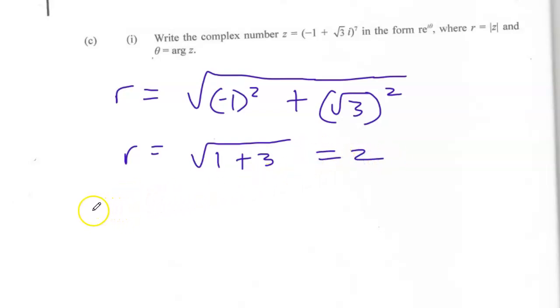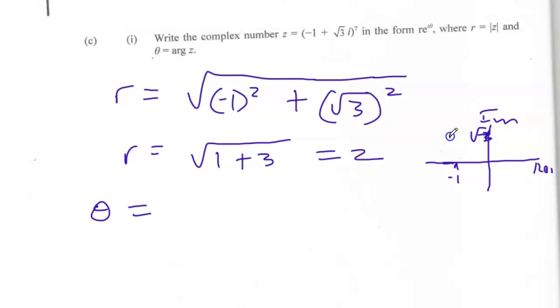Let's get theta. Before the theta, let me actually do a sketch. Imaginary axis, real axis. So for theta, the real value is minus 1 and the imaginary is root 3. So it would be in this second quadrant. Alright, so this is the angle that we want. So let me call this theta.